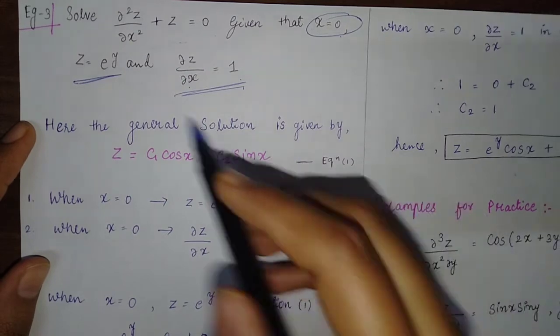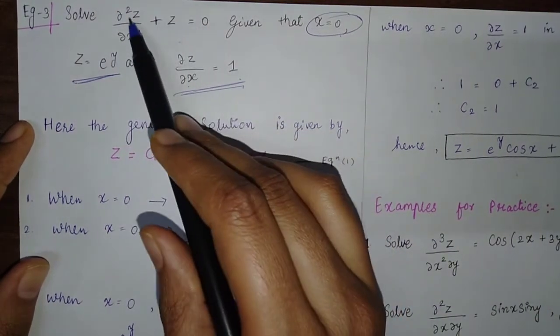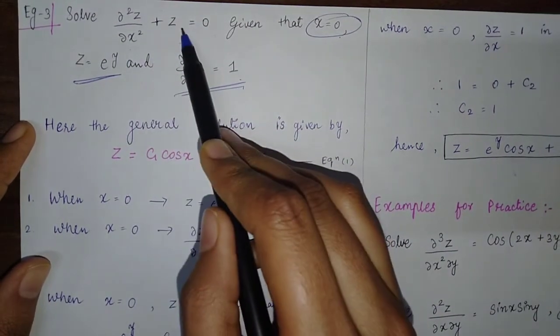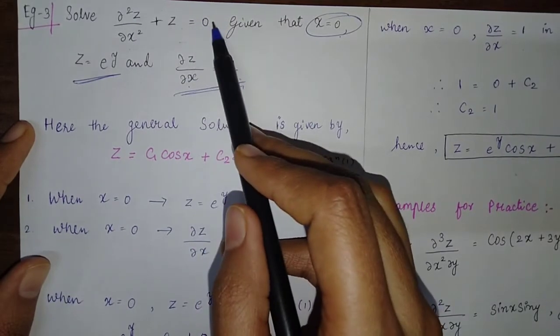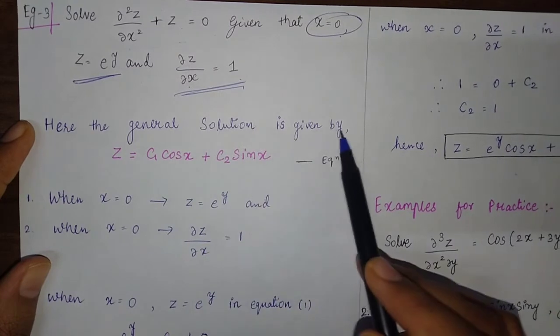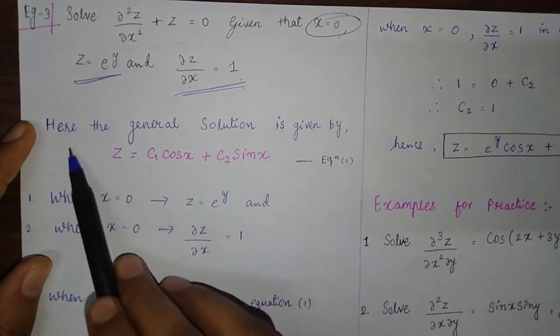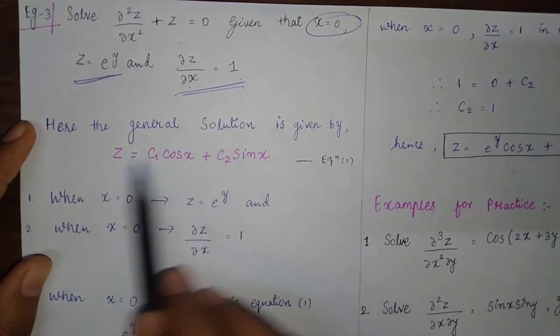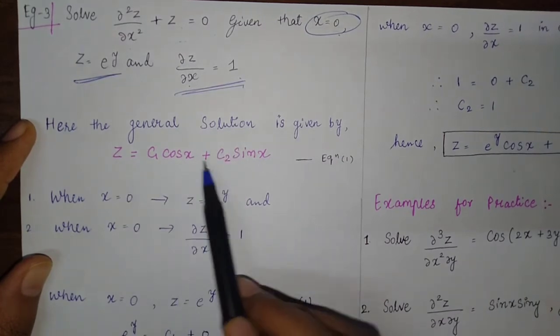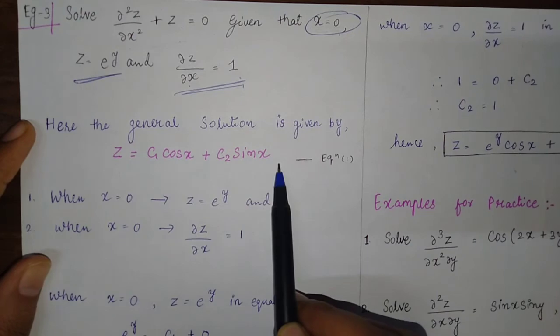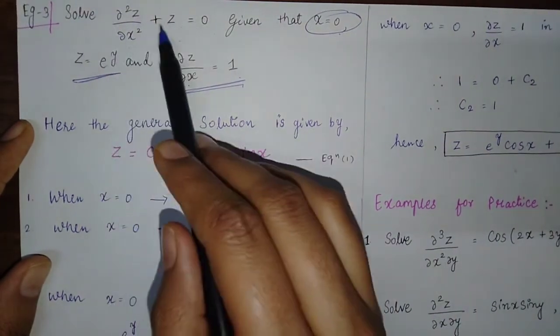Okay. So whenever such type of question is given, you have to solve in this method. First of all, you can see here that del square z by del x square plus z is equal to 0. So in order to bring the x terms here, we will have to use the general solution. You have to remember this formula of general solution, that is z equal to c1 cos x plus c2 sin x.